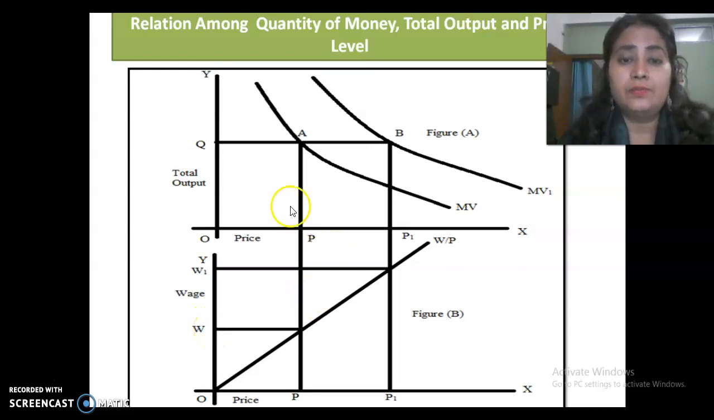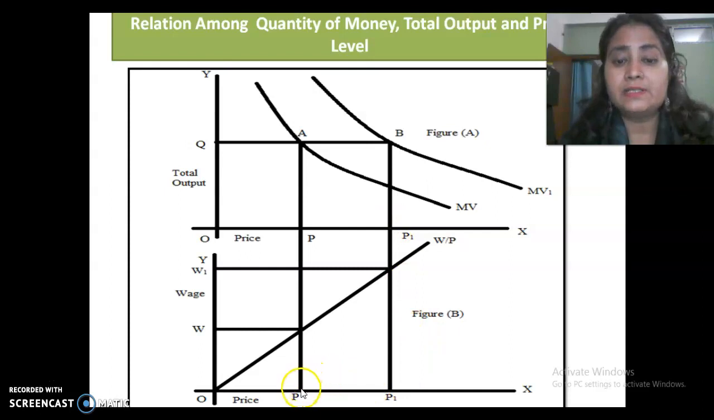Okay, now suppose, given the quantity of output, the quantity of output produced is the same. Suppose there is an increase in the supply of money. When there is an increase in the supply of money, the MV curve will shift from MV to MV1. So AB is the total supply of money. When the quantity of output remains the same and there is an increase in the supply of money, what will happen? The price level will also increase in the same proportion.